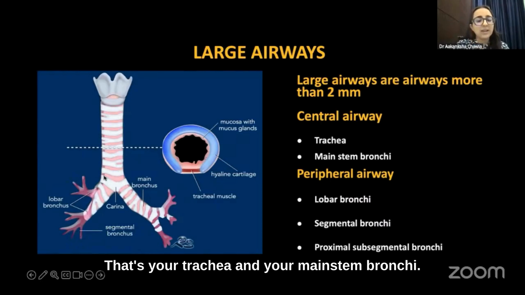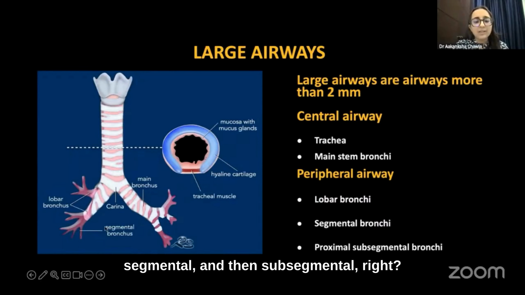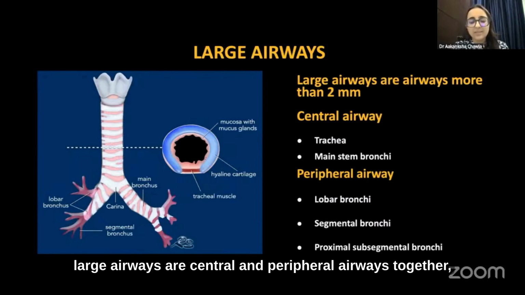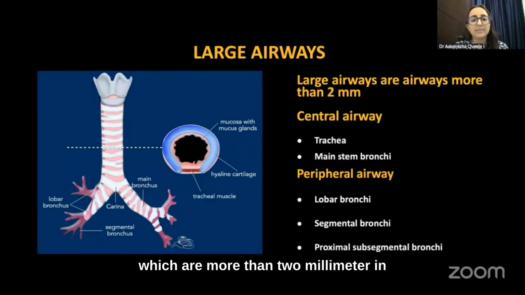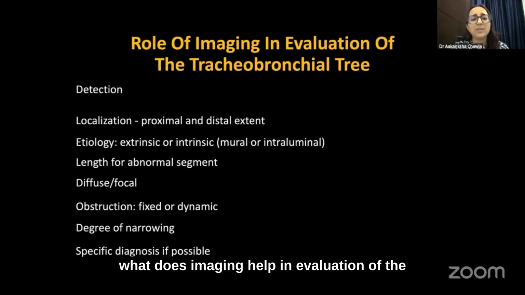That's your trachea and your mainstem bronchi. And peripheral airways are lobar bronchi, segmental, and then subsegmental, right? So again, large airways are central and peripheral airways together, which are more than 2 millimeter in internal diameter. Now, role of imaging. What does imaging help in evaluation of the tracheobronchial tree?